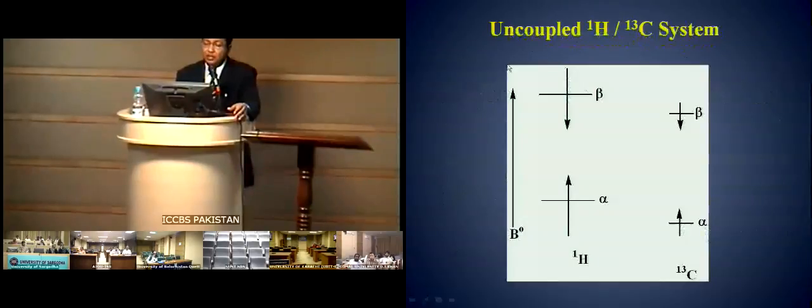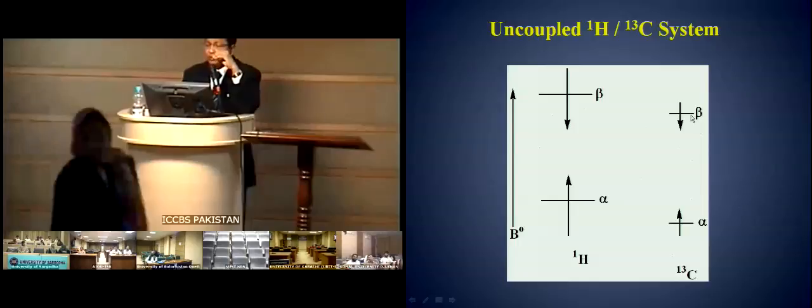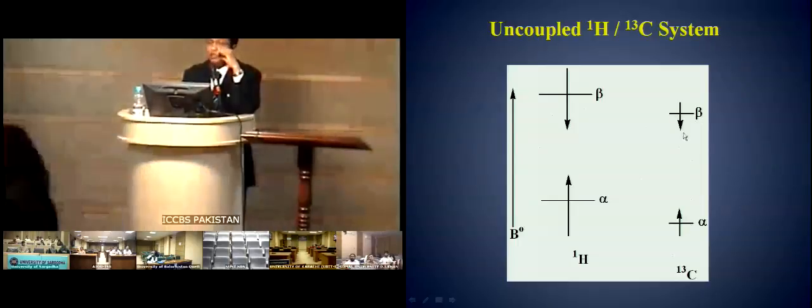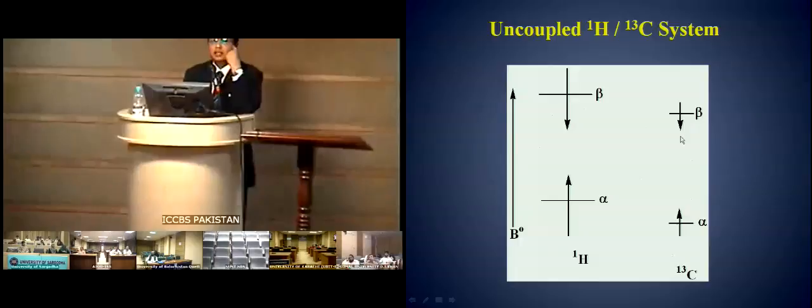I want to make you realize that when you have an uncoupled proton and carbon system, there is no sharing of energy. There are no energy levels which are the same. Carbon exists as alpha and beta, and proton exists as alpha and beta also, right? Now, I would like you to see there is a problem in this diagram.